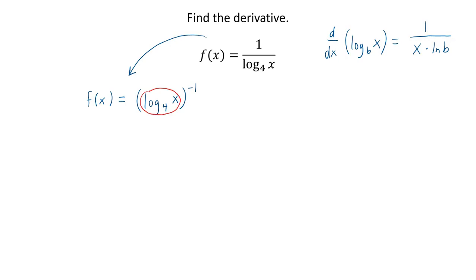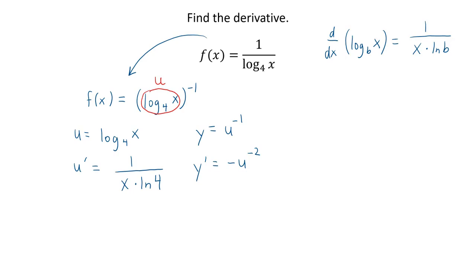In this case, the inside function is log base 4 of x, and that function is being raised to the negative 1 power. So let's let u be log base 4 of x, our inside function. And that means that u prime is 1 over x times ln of 4. And if u is log base 4 of x, that means that y is u to the negative 1 power. And y prime is negative u raised to the negative 2.